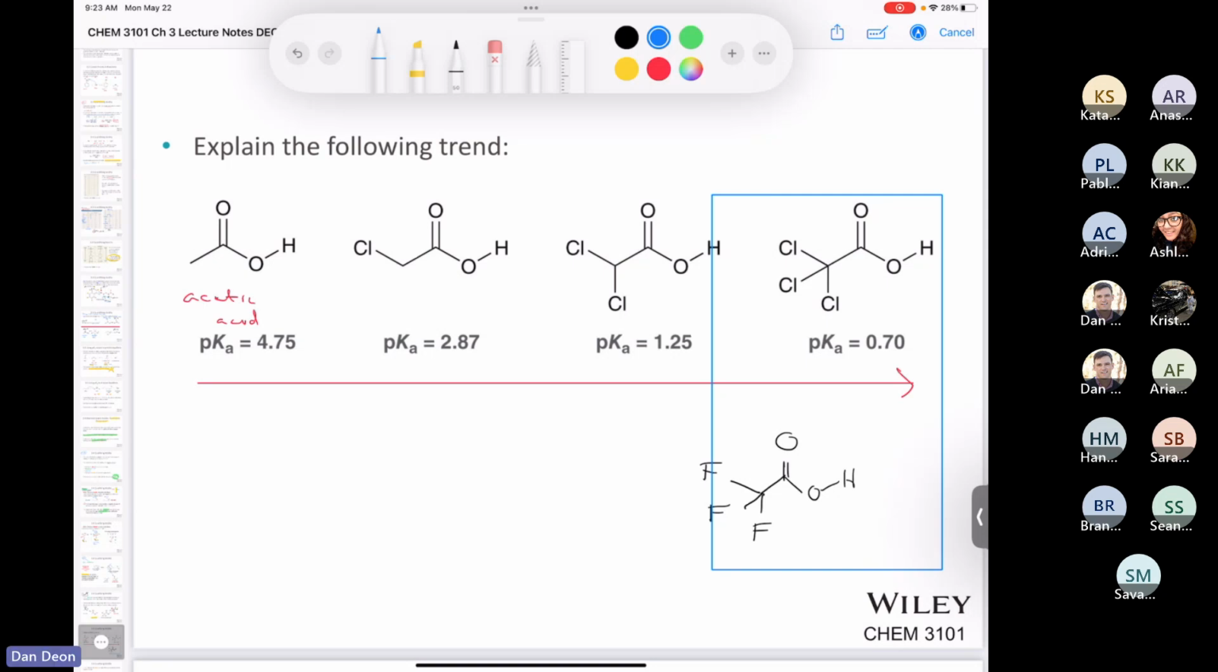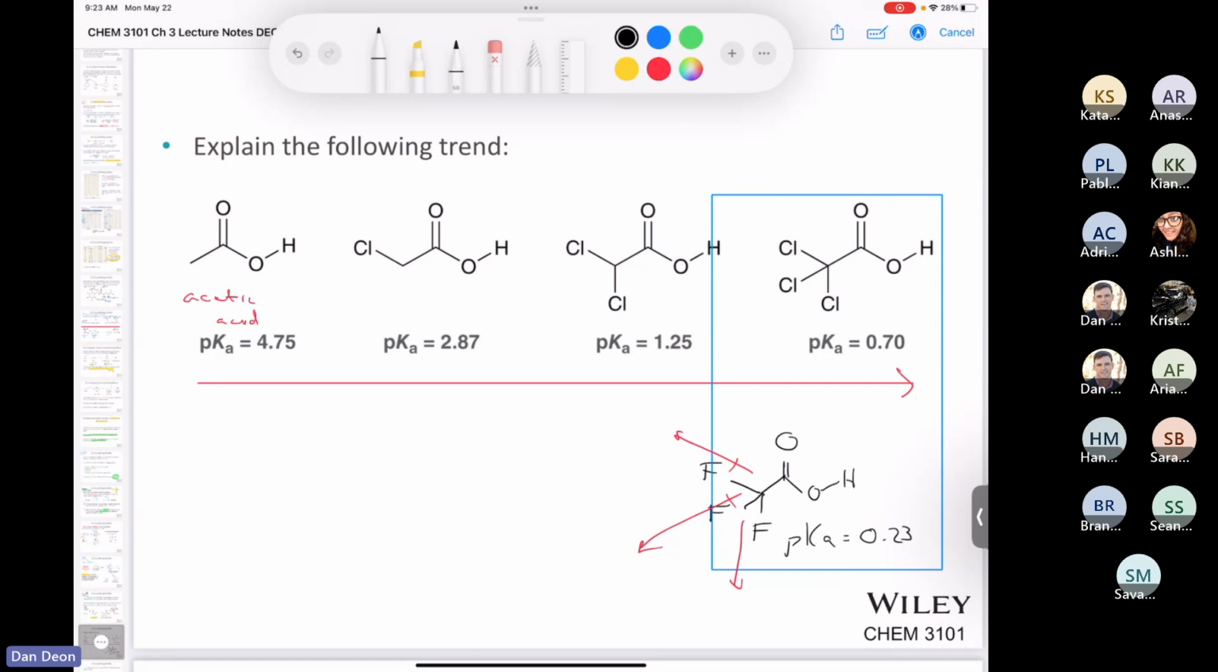And we're going to use induction to explain it. It's going to be the trifluoro, right? Why? Because fluorine is the most electronegative element in the periodic table, so it's pulling electron density away like crazy. And we actually see that manifest in the pKa. It turns out that the pKa of trifluoroacetic acid is about 0.23, so it's significantly more acidic than trichloroacetic acid.